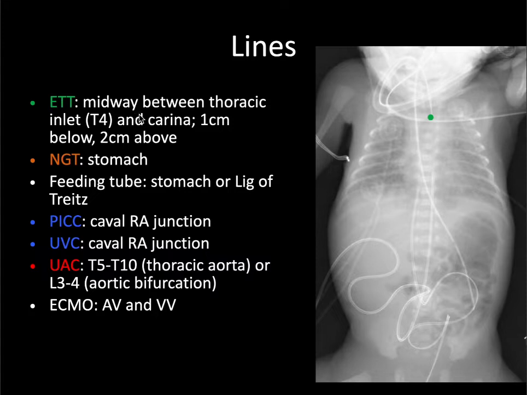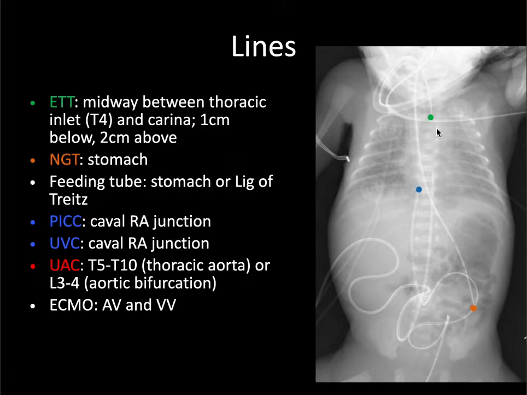So the endotracheal tube should be midway between the thoracic inlet and the carina, about 1 centimeter below the thoracic inlet or 2 centimeters above the carina. And the nasogastric tube should be in the stomach, in the left upper quadrant, or the feeding tube in the stomach or the ligament of Treitz.